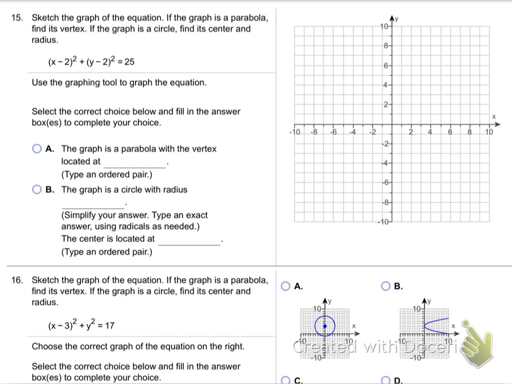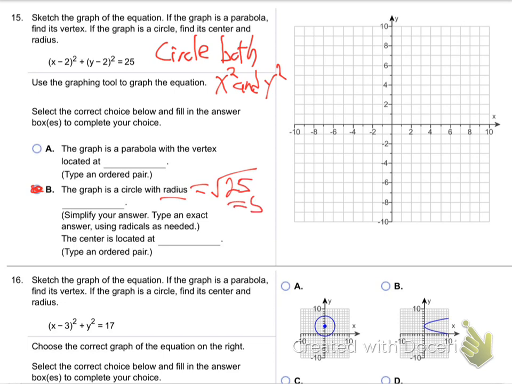Okay, so this one, what is it? It's a circle because both x is squared and y is squared. Radius is the square root of the number on the right. Radius is 5. What's the center? Opposite, so positive 2, positive 2. So right 2, up 2, right there is the center, 2, 2.